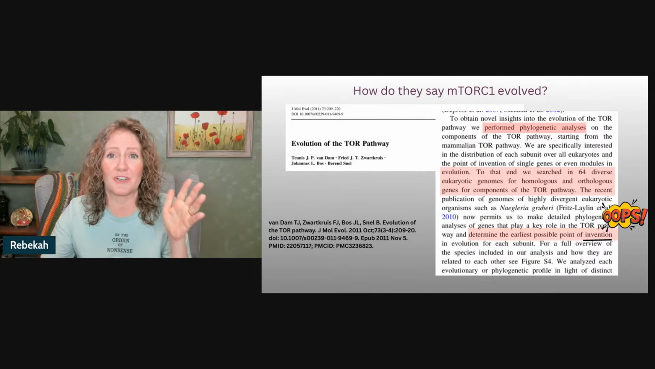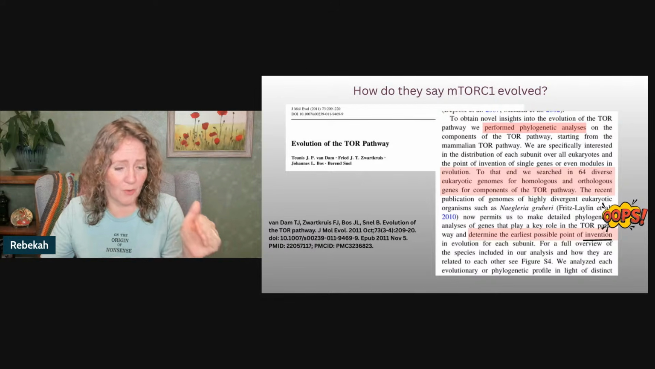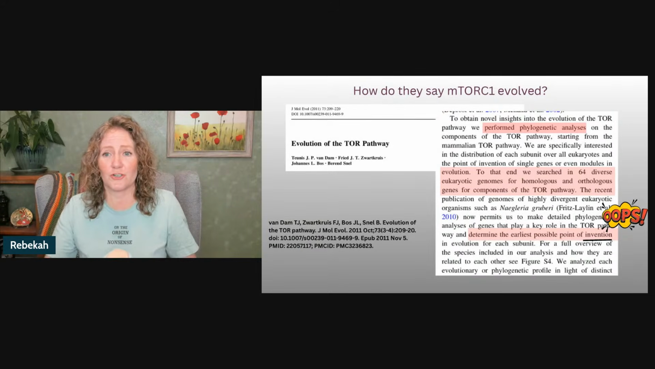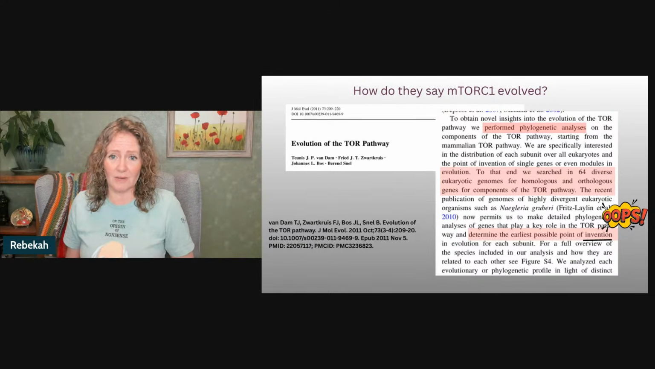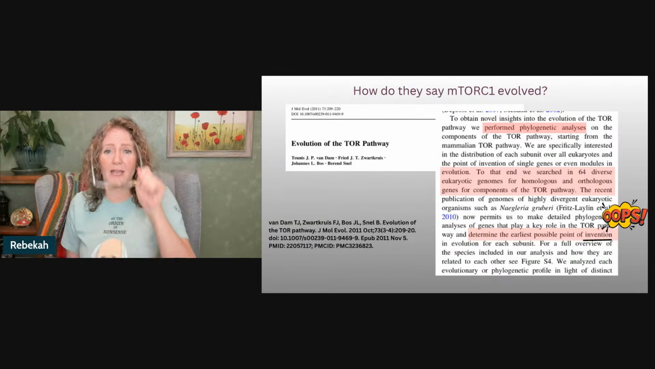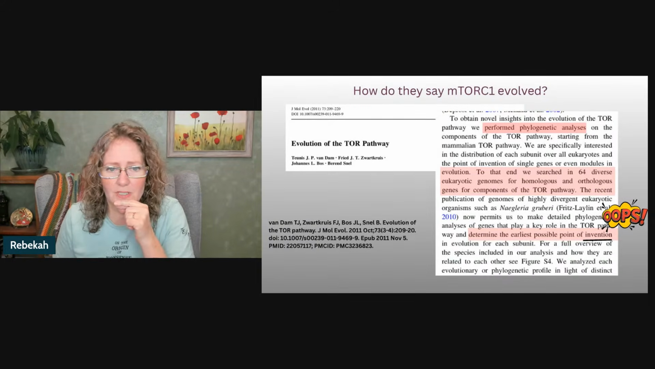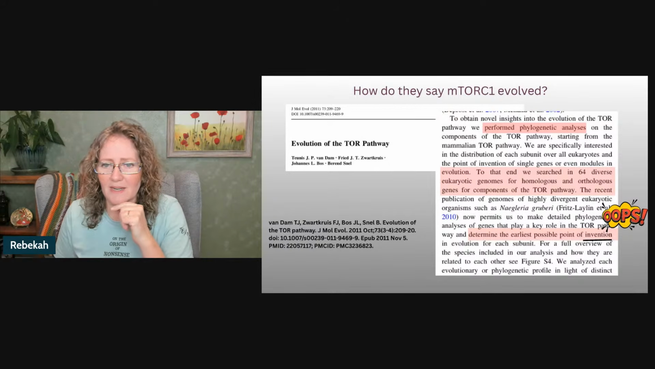I mean, first of all, there is no real attempt to show how this entire structure could have evolved. But there are some quite lame attempts, okay? And this is one of them. This is a paper called The Evolution of the TOR Pathway. All right, and so here's what they say about how this pathway evolved. And this is what they did.